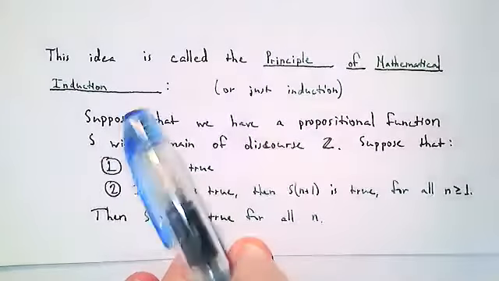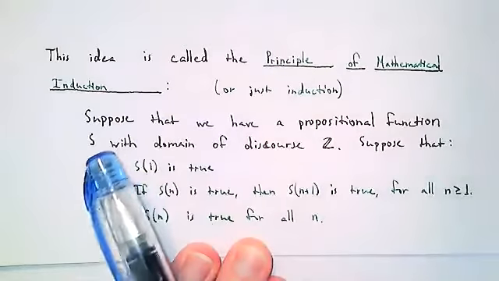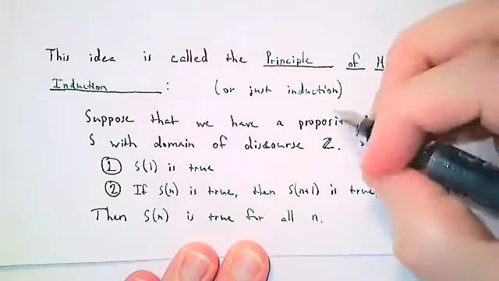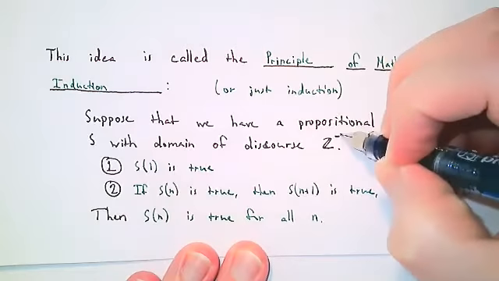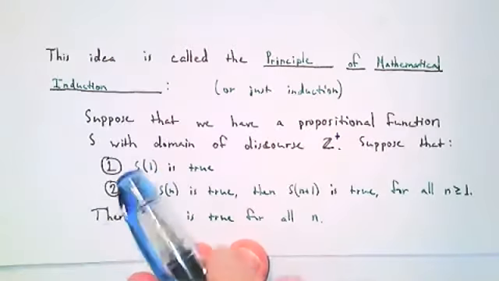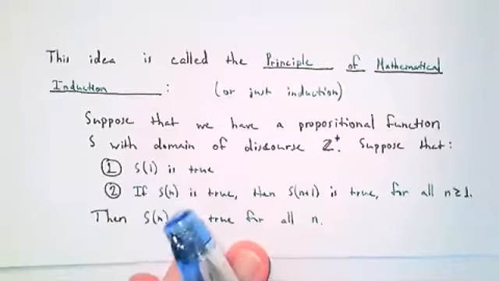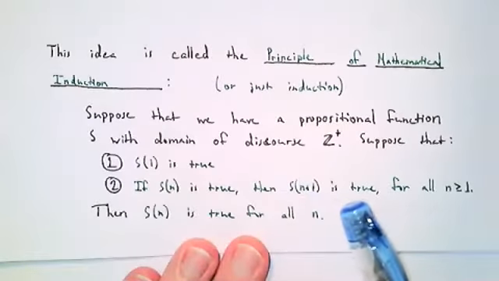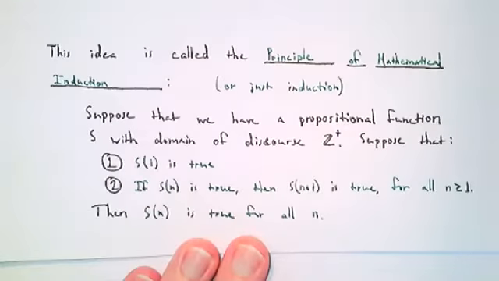So if we have a propositional function S with a domain of discourse, which is the positive integers, if we know that S1 is true, and if Sn is true, then S of n plus 1 is true, then the propositional function is true for all n.